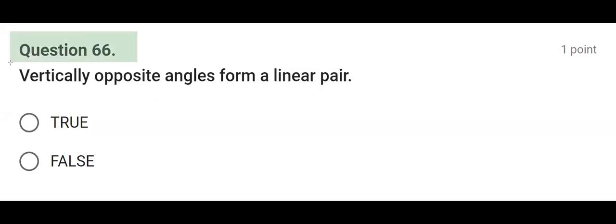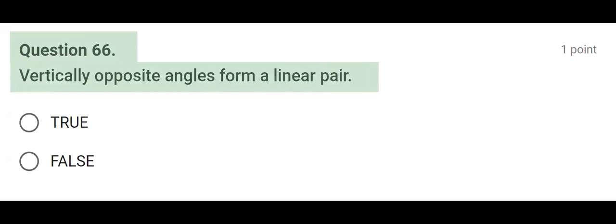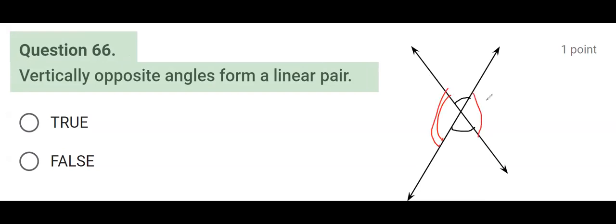In question number 66, it says vertically opposite angles form a linear pair. So let's make two vertically opposite angles. Say here, this and this are a pair of vertically opposite angles. The other pair will be this and this. Clearly, these vertically opposite angles are equal in measurement, right? They cannot form a straight line. I repeat, the vertically opposite angles are equal. Adding these two is not giving you a straight line. Therefore, vertically opposite angles never form a linear pair. So this is false.